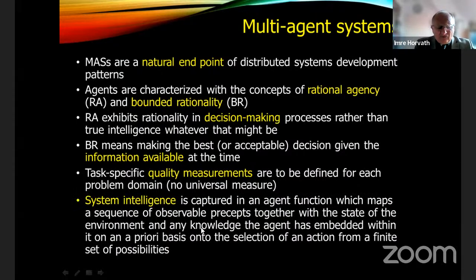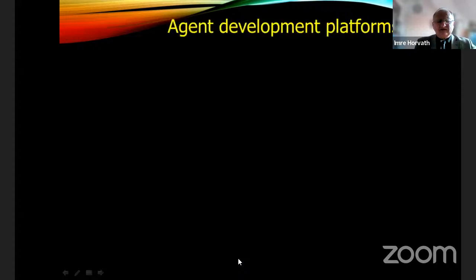And then if we talk about system intelligence rather than smartness, then it is captured in an agent function which maps a sequence of observable percepts, together with the state of the environment and any knowledge the agent has embedded within it on an a priori basis, onto the selection of an action from a finite set of possibilities considered.